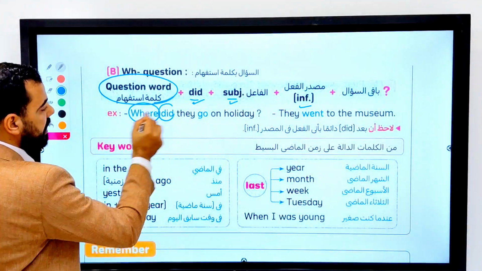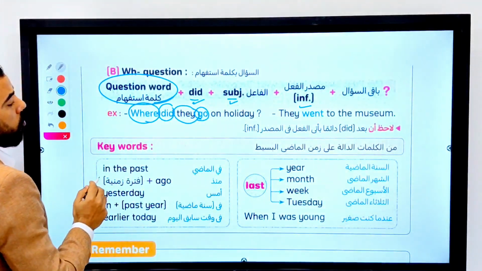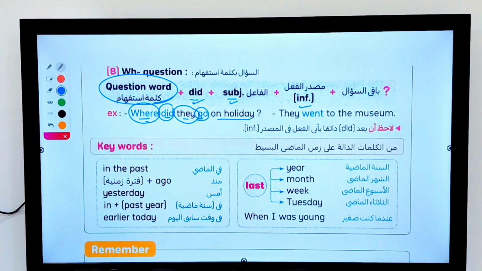For example, where is the question word. Did is the helping verb. They is the subject. Go is the infinitive. So, where did they go on holiday?